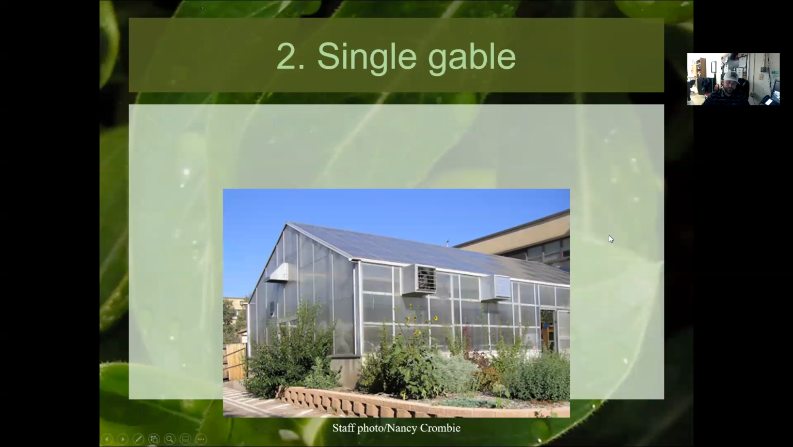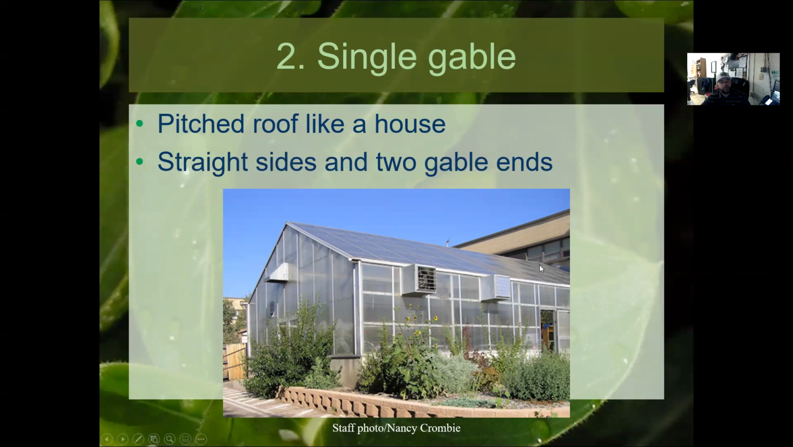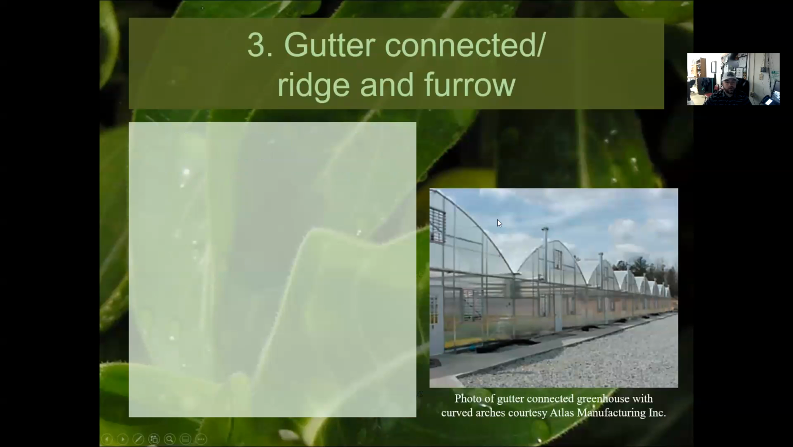The single gable is what we have here at the school. It's a pitched roof like a house, with straight sides and two gable ends. And the last one is gutter connected ridge and furrow, and they kind of look like the single gable, but they're just more connected. But you can have a very large greenhouse this way.